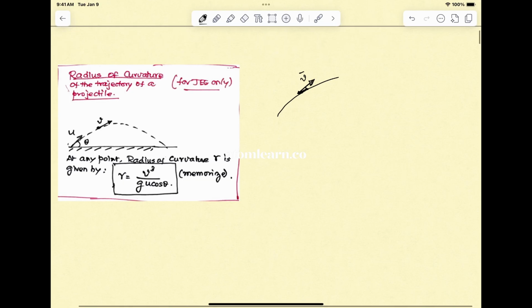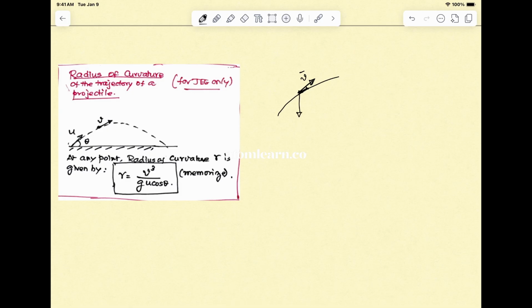Then at this point it has an acceleration. In the case of a projectile, we know the acceleration is vertically downwards, g. Now we should find out the component of g perpendicular to the velocity vector at this point. This is a velocity vector tangential to the curve, therefore perpendicular to the velocity vector is like this. This is called the radial direction. Therefore we should find the component of this acceleration g along the radial inward direction, and we are going to compute it as centripetal acceleration.